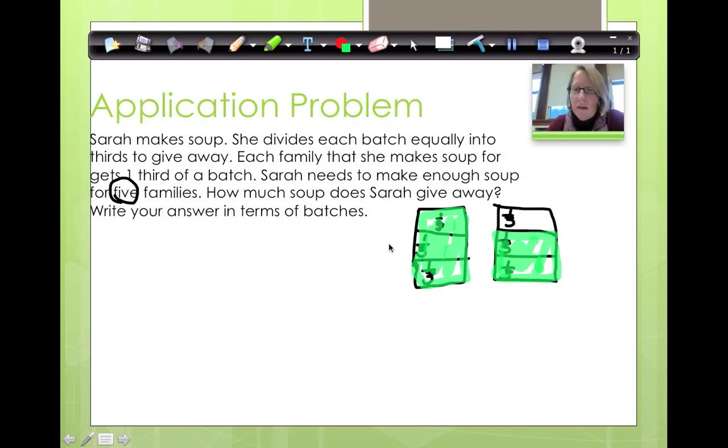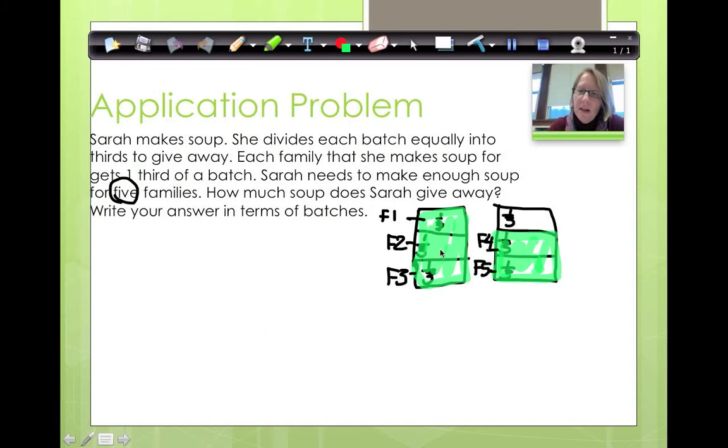this would be for family 1. This would be for family 2. This would be for family 3. This would be for family 4. And this would be for family 5. See how I labeled my picture? My picture is going to help be my proof.